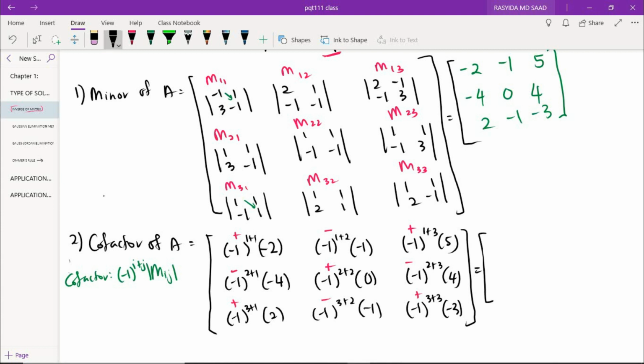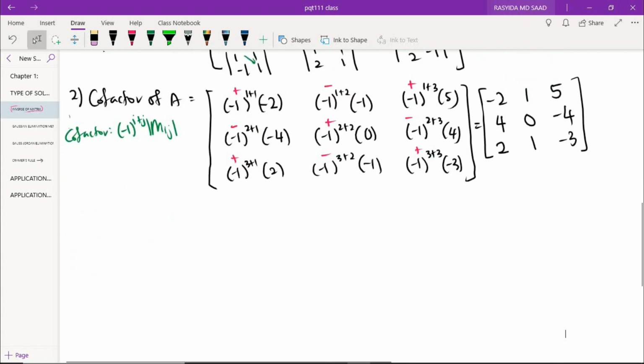So from here, positive negative 2, it will be negative 2. Negative to negative 1 will be plus 1. Positive 5, it will be 5. Negative to negative 4, it will be positive 4. Plus with 0, 0. Negative 4, positive times 2, positive 2. Negative to negative 1, it will be 1. Positive negative 3 is negative 3. So this is our cofactor.